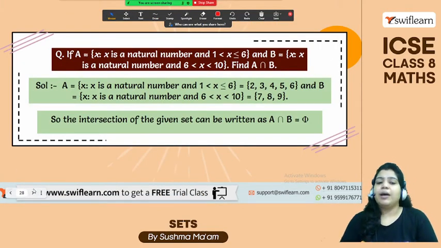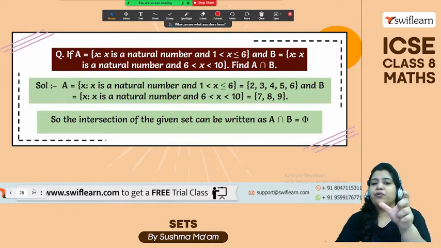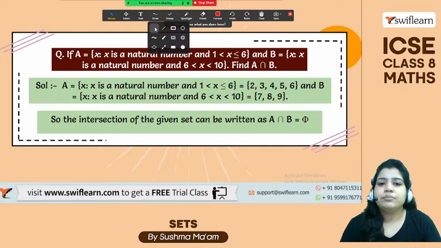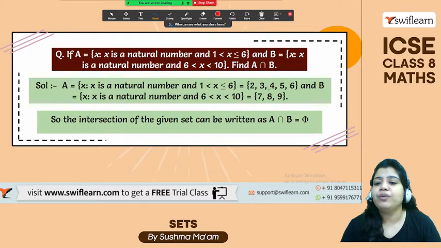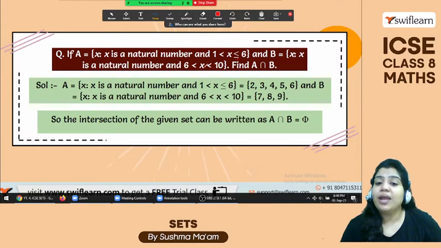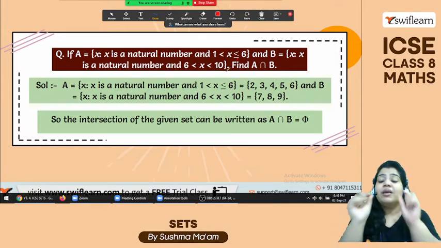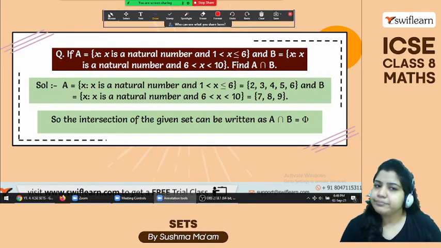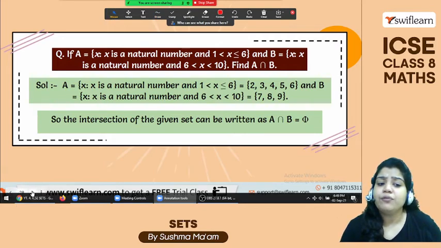So here we have an example. If A is, not roster form, sorry, set builder form, x is a natural number and x is greater than 1 but less than or equal to 6. So in set A we have 2, 3, 4, 5, 6. And in B, x is a natural number and x is greater than 6 but less than 10, means 7, 8, 9. Question: find A intersection B. Nothing is common, so it is empty. So this set is called a disjoint set. Easy. It's an example of a disjoint set.